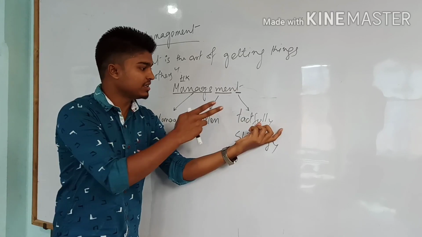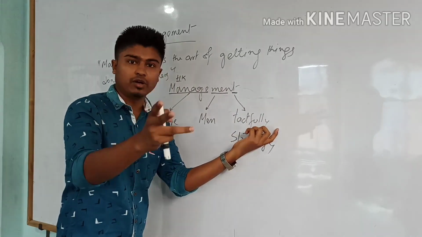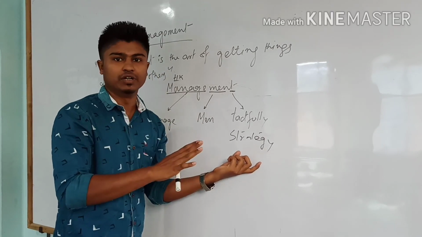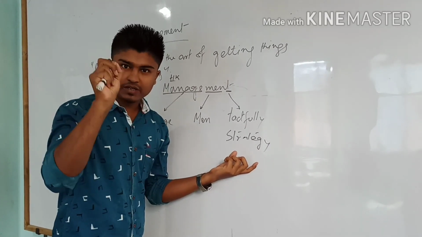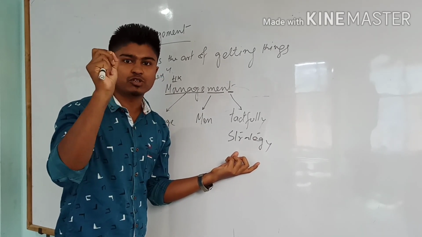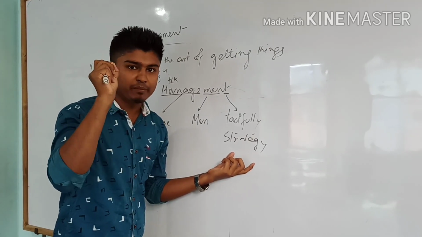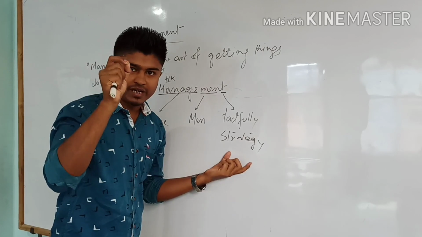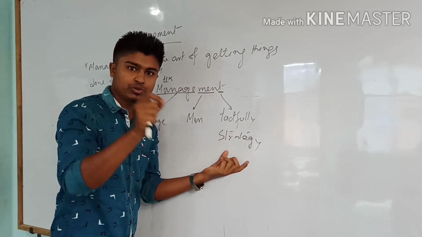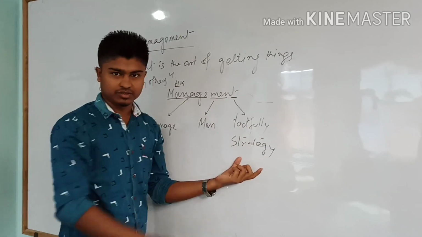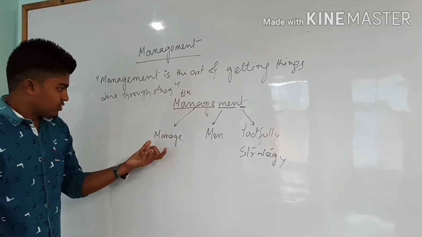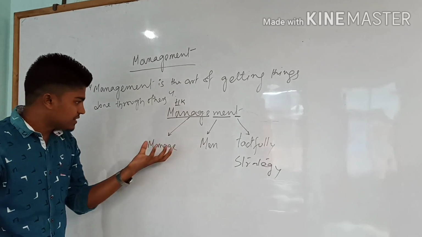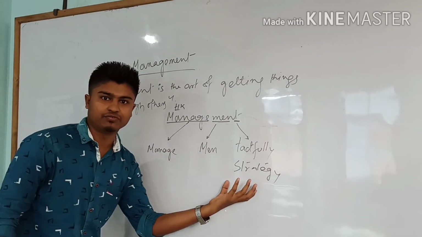That means tactics is what happens on the field, and strategy is what is done before the field. The plan we make before the actual event happens is called strategy, and the plan we make on the basis of the practical situation is called tactics. So if we synchronize these words, we get manage, man, tactfully.